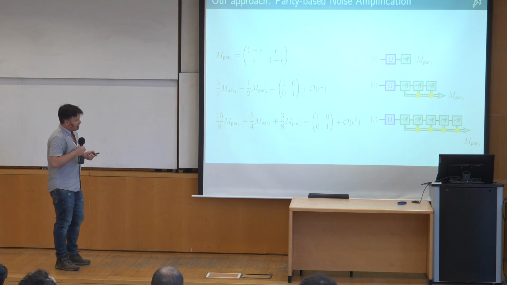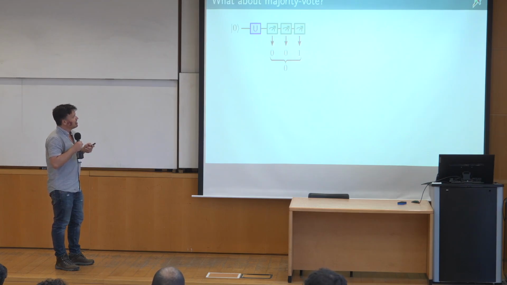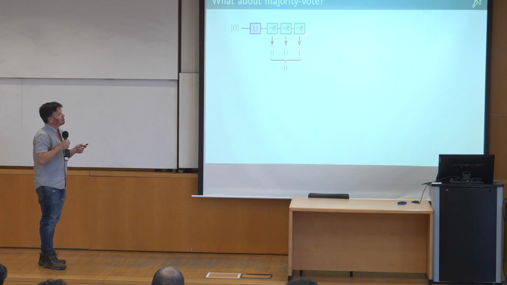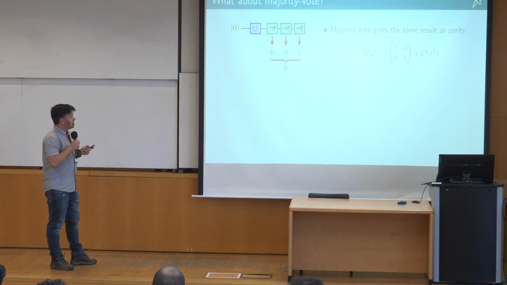Now that we understand this idea, you might be thinking, if we can do these 3, 5 measurements, is it not more practical just to take the majority vote? That sounds more reasonable. Actually, this is a good idea, and majority vote gives the same result as parity. If you do the math, you will find out that majority vote gives exactly the same result as the parity. But the problem is that when you go to the real device, you have to take into account the decay.